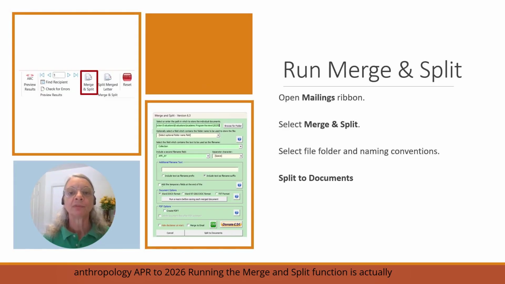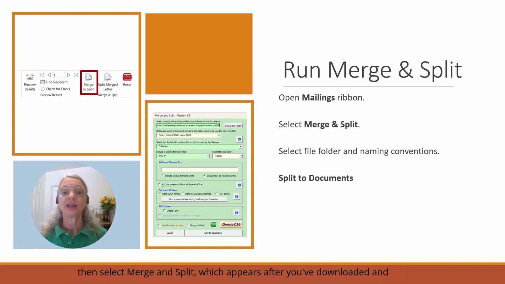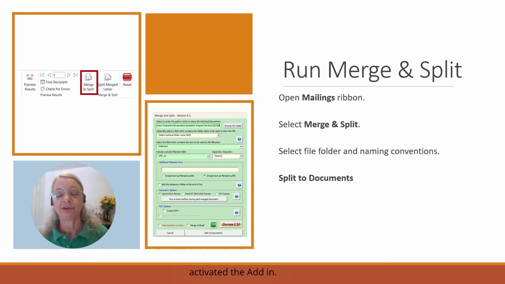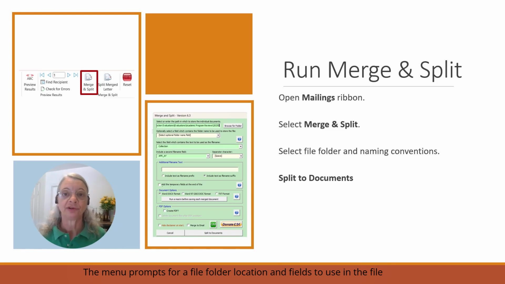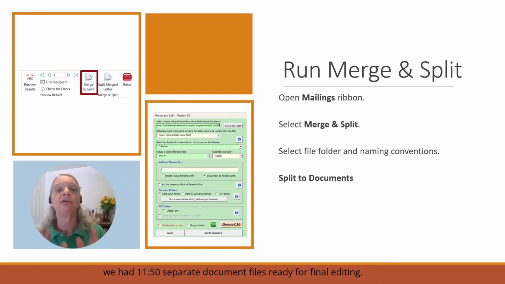Running the merge and split function is actually pretty easy once all the fields are set up. Start from the Mailings ribbon, then select Merge and Split, which appears after you've downloaded and activated the add-in. The menu prompts for a file folder location and fields to use in the file names. The Split the Documents button activates Word Mailings, and within about 5 minutes, we had 10 to 12 separate document files ready for final editing.